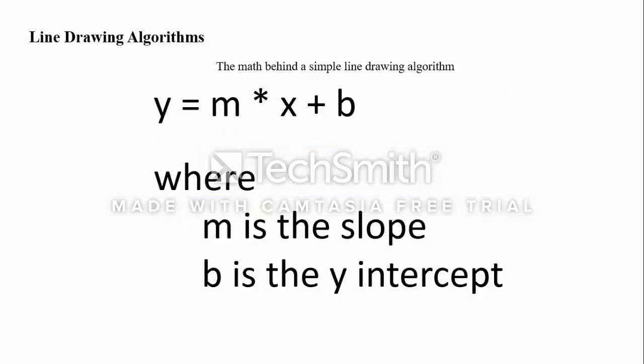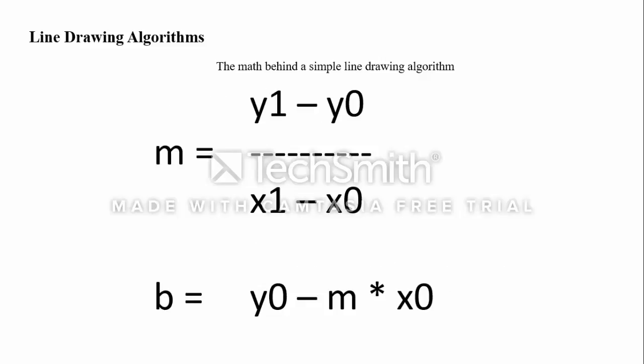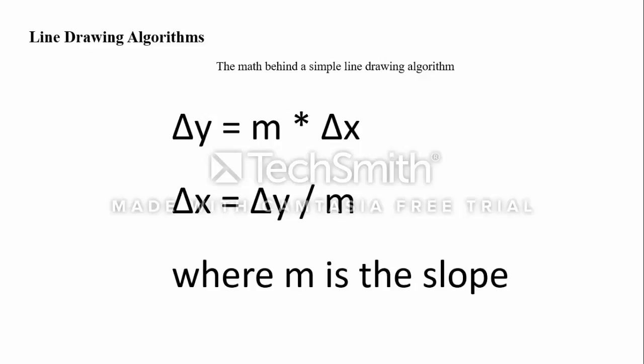Next, we will talk about the math behind a simple line drawing algorithm. We can determine the path of a line using the geometric properties from the slope equation, where m is the slope and b is the y-intercept, which are defined as follows. For any given x interval, or delta x, along a line, we can compute the corresponding y interval, or delta y, using this equation. Likewise, we can obtain the x interval, or delta x, corresponding to a specified y interval, or delta y, using this equation.